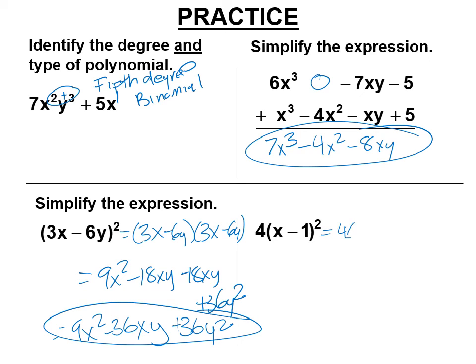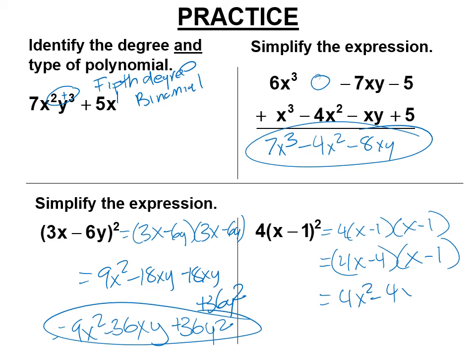Here I would write this out. This is 4 times x minus 1 times x minus 1. 4 times x minus 1, 4x minus 4. Then multiply that times x minus 1. You get 4x squared minus 4x, minus 4x plus 4. 4x squared minus 8x plus 4.